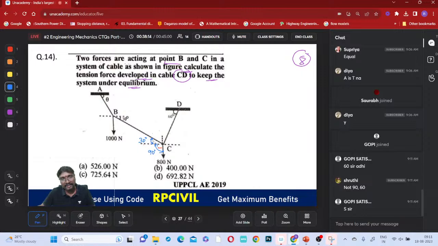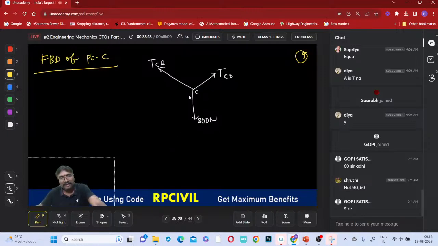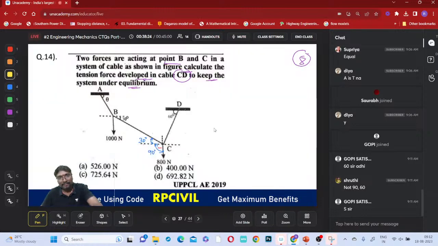So this is 90 plus 30. Between this TCB and this 800, this is 120 degrees. This is correct, 120 degrees. Now, here if we just observe, this is 30. Whenever this is 30, what will this become? This will become 60. Here this is 60.